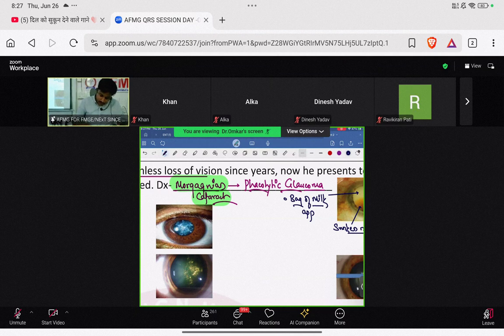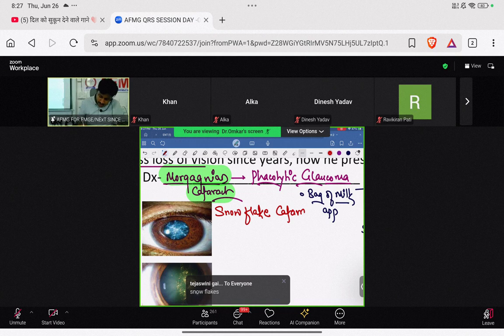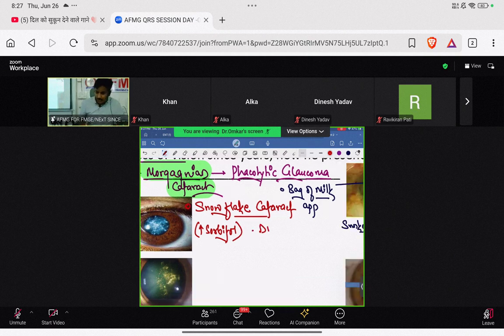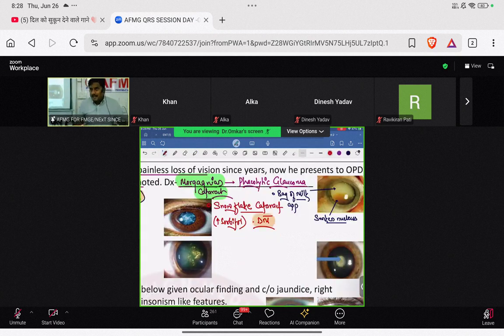What is seen here? You are able to see whitish opacities in the lens, beta, classically known as snowflake cataract. Recent question in FMG exam. Snowflake cataract occurs due to collection of what? So we know, beta, snowflake cataract occurs due to excess collection of sorbitol. When there is excess collection of sorbitol or polyol in the lens, that leads to formation of snowflake cataract. Seen in patients of diabetes mellitus. Remember that the most common cause of vision loss in diabetes mellitus is going to be the snowflake cataract.